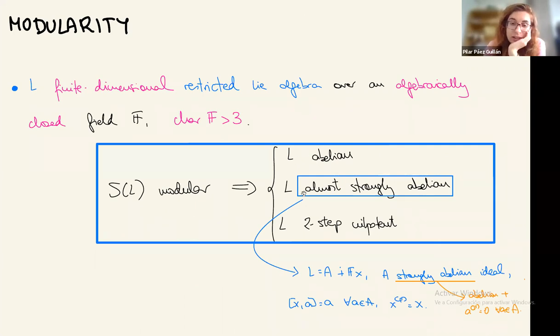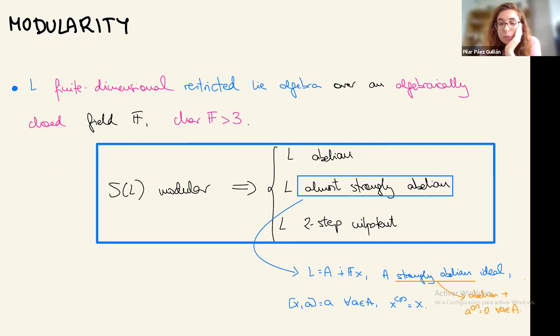L is abelian, L is almost strongly abelian, which is the analog of almost abelian Lie algebras, and it means that the algebra is a direct sum of an abelian ideal A plus the restricted subalgebra generated by one element X, which acts as identity on A. And also, the P-map vanishes on A and is identity on X. Or L is nilpotent of class 2.